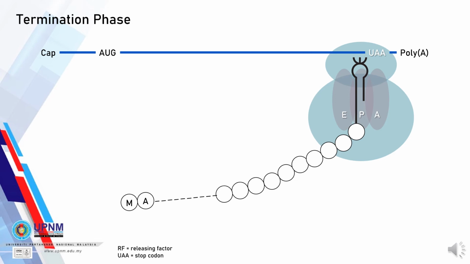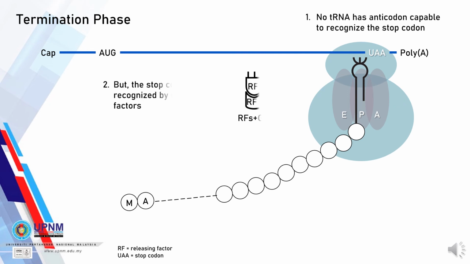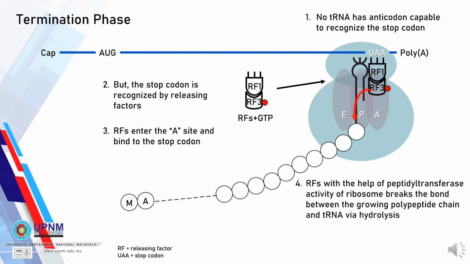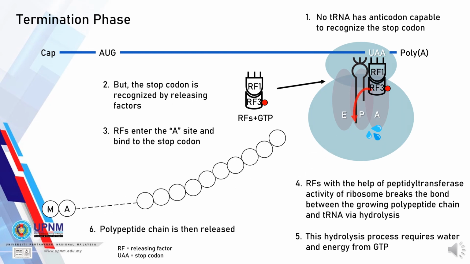At the end of the elongation phase, the stop codon will be reached. No tRNA has an anticodon capable of recognizing the stop codon. However, this stop codon can be recognized by releasing factors. Releasing factors that carry a GTP molecule will enter the A site and bind to the stop codon. With the help of the peptidyl transferase activity of the ribosome, releasing factors will break the bond between the growing polypeptide chain and tRNA via hydrolysis. This hydrolysis process requires water and energy from GTP. The polypeptide chain is then released.